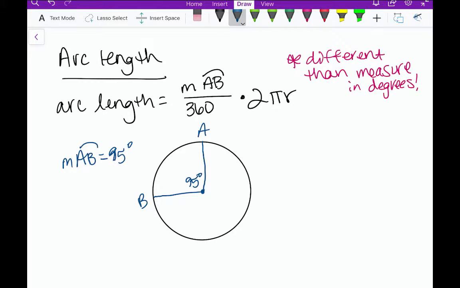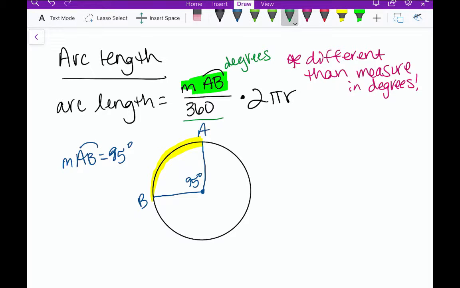Okay, so now we're talking about arc length. So arc length is basically the portion of the circle, the portion of the circumference that the arc is. So when we do this, you can see that we are going to use the measure of the arc in degrees. And we're writing that as a fraction over 360 because remember the sum of the degrees in a circle is 360. So basically what we're saying is what fraction of the circle is arc AB?